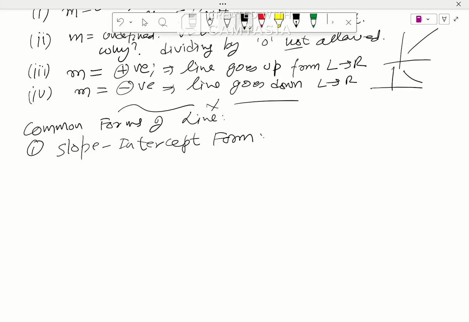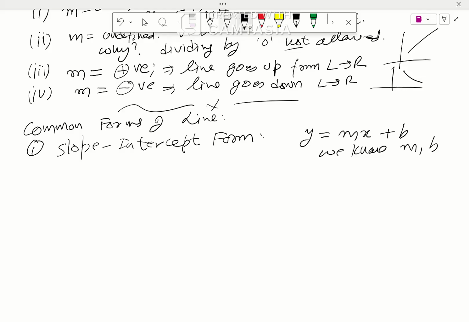Slope-intercept form. What is this? This will be written as y is equal to mx plus b. Okay, right. And we know both m and b. Once we know these, we can write the equation in this form.